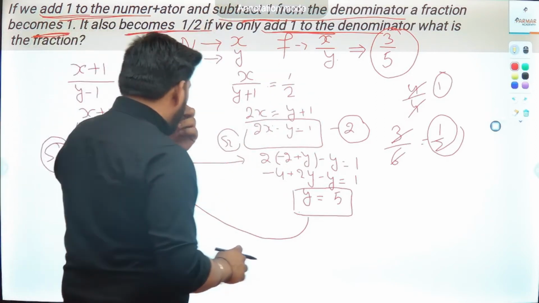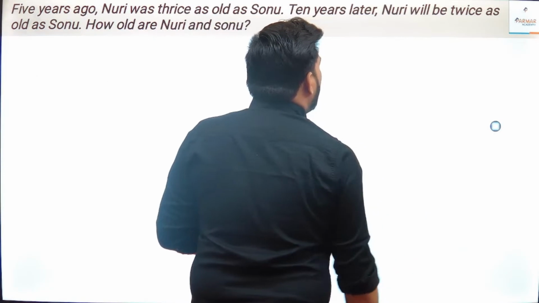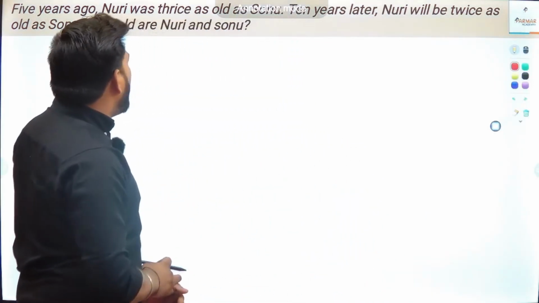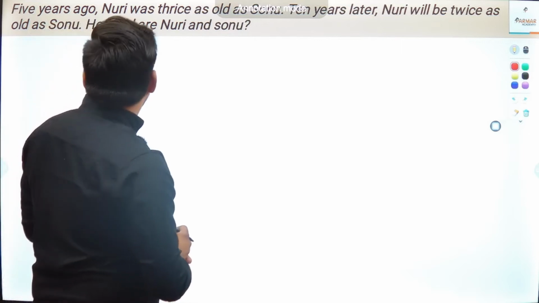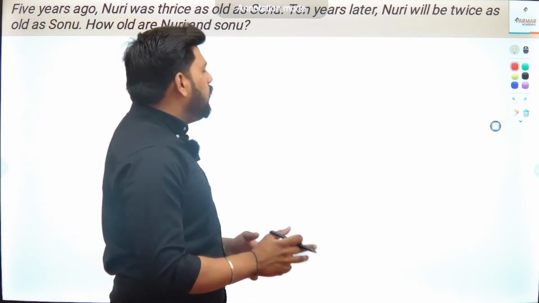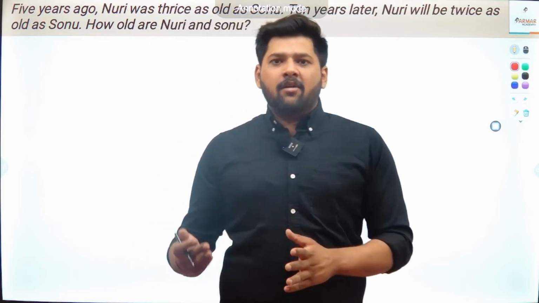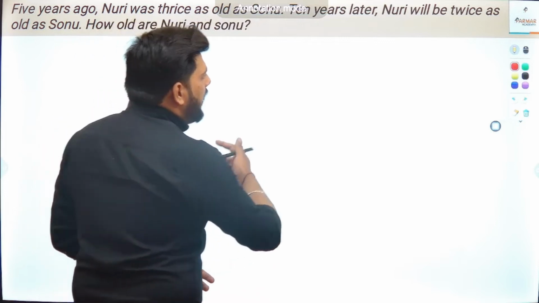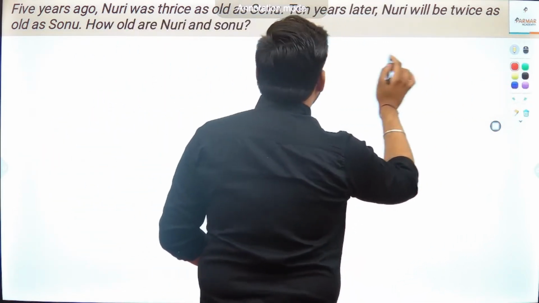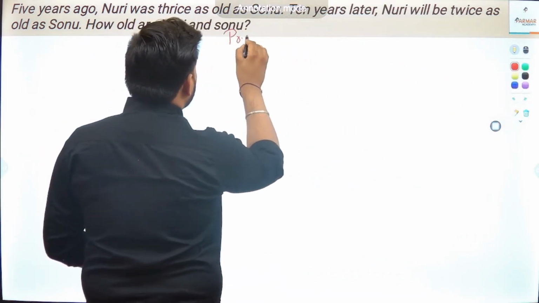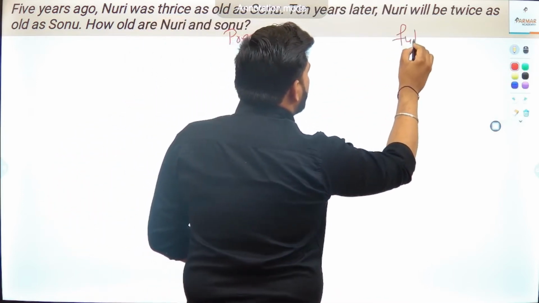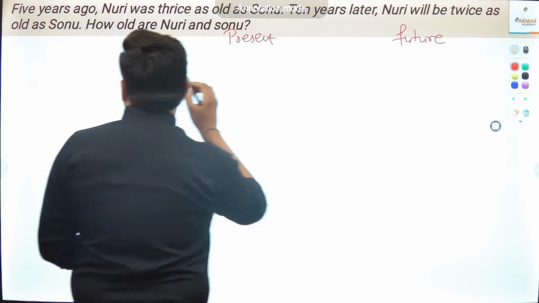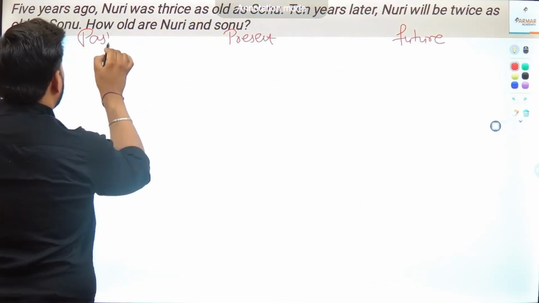Now the next one is: 5 years ago Noori was thrice as old as Sonu. 10 years later Noori will be twice as old as Sonu. How old are Noori and Sonu? Now this is a statement problem related to ages. So for that we will divide the question into 3 parts. The first is present ages, that is future ages, and the past ages.